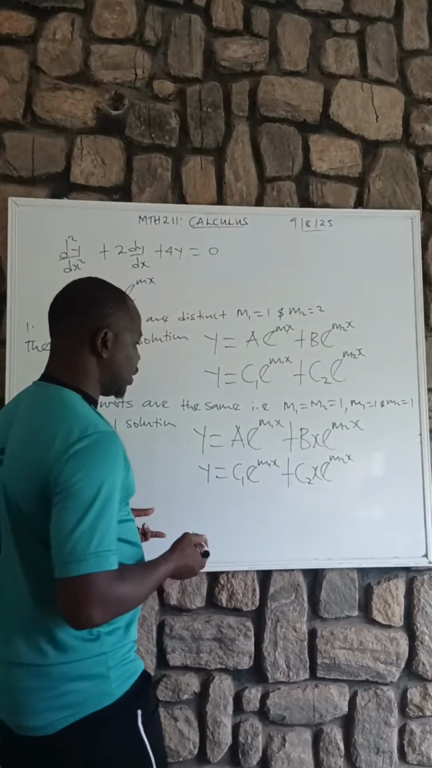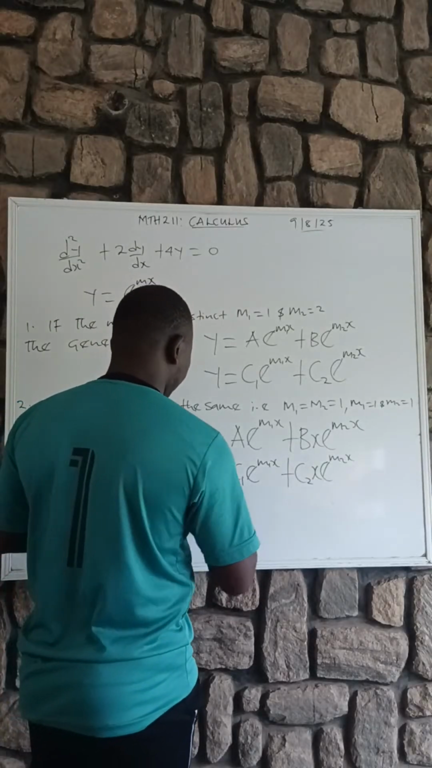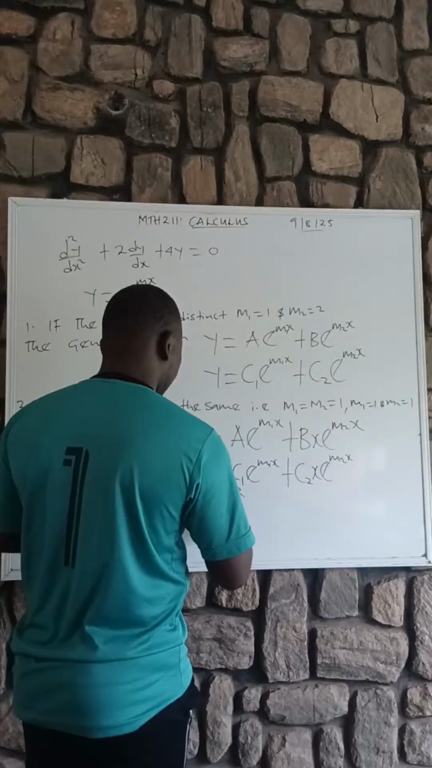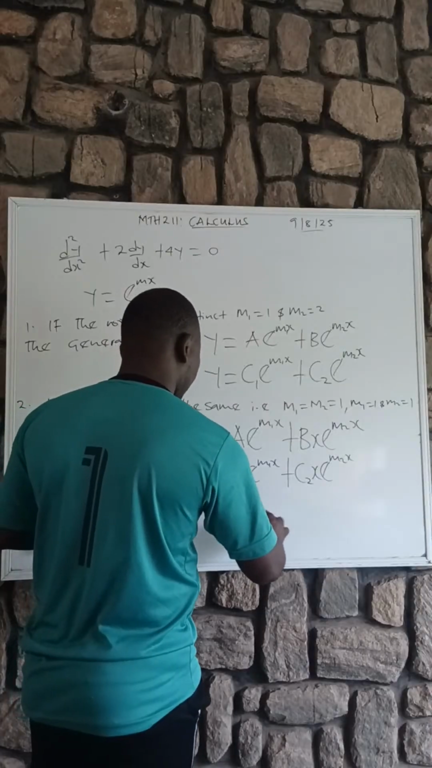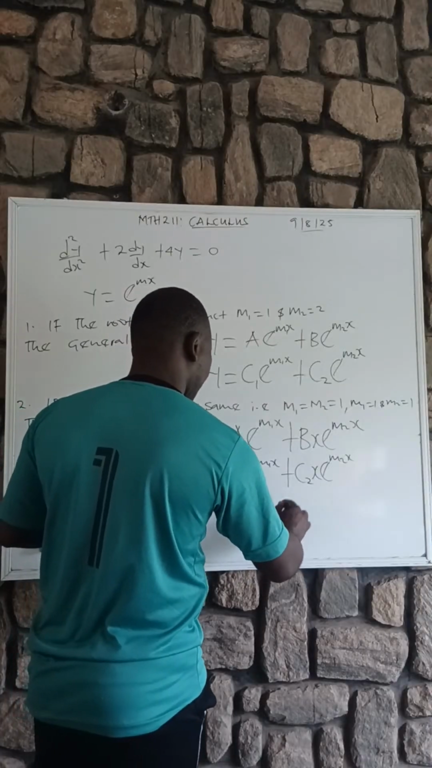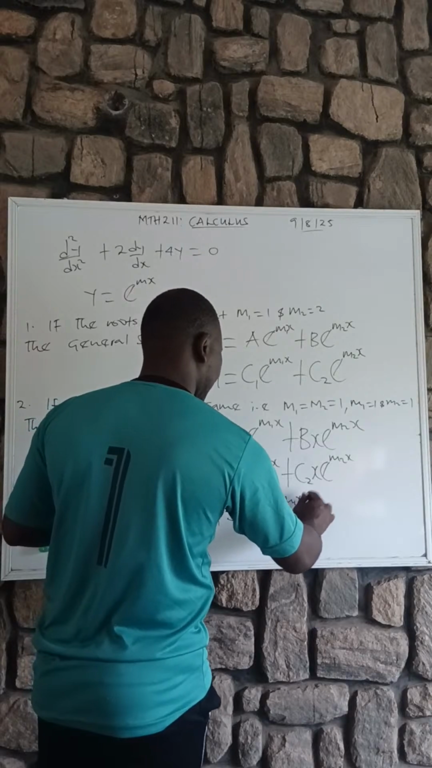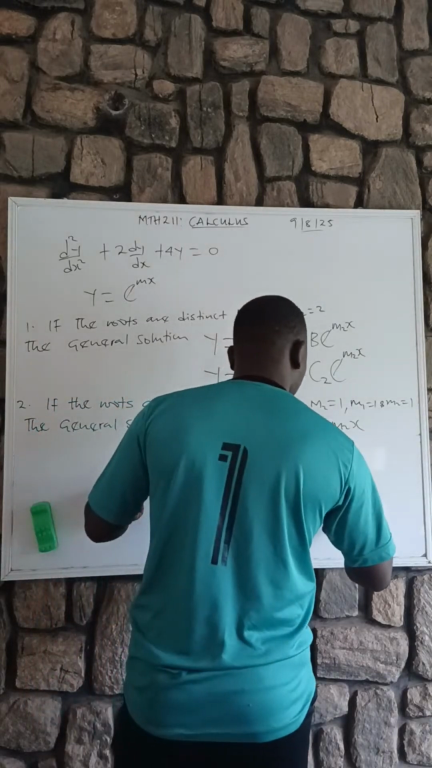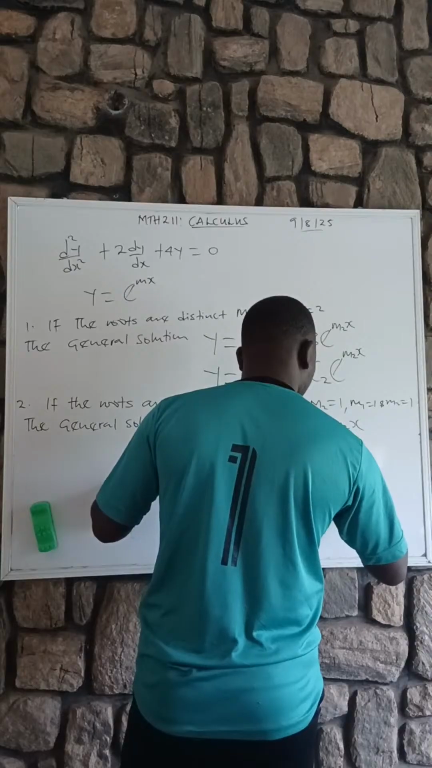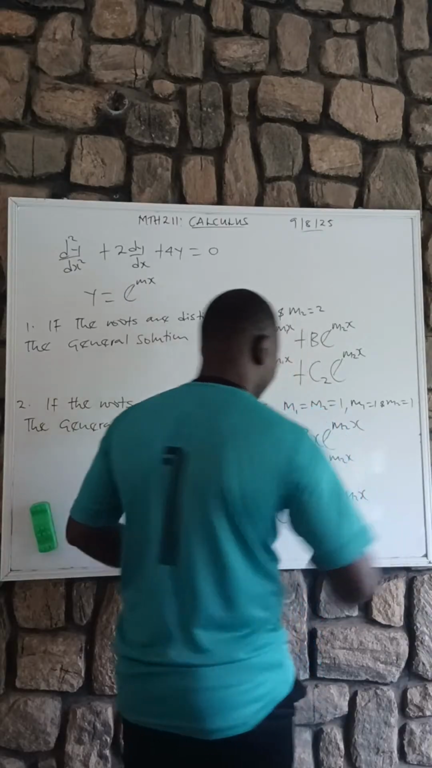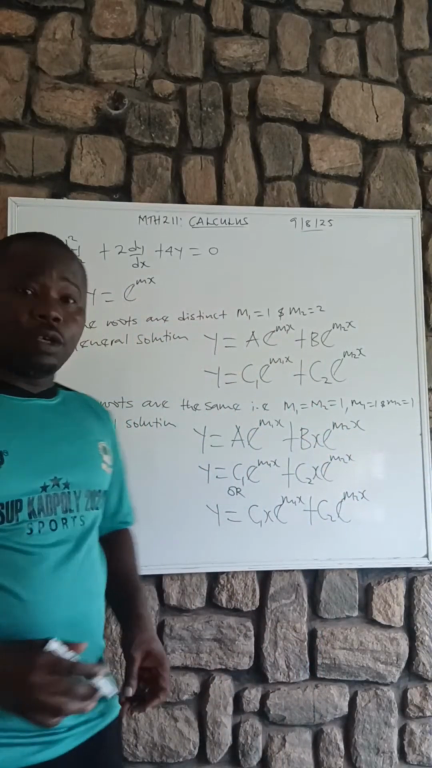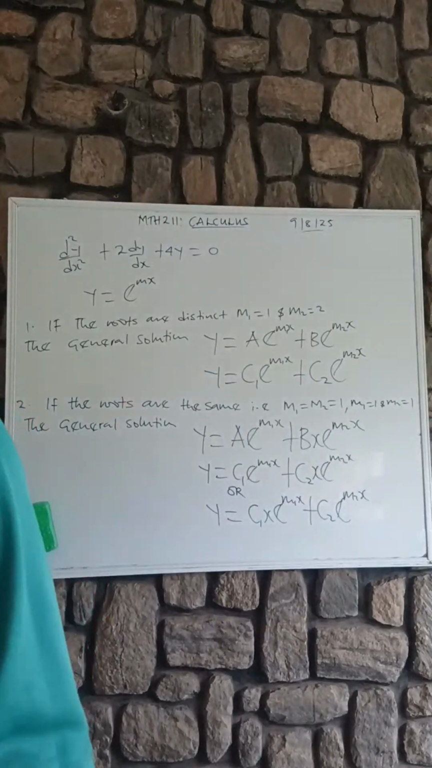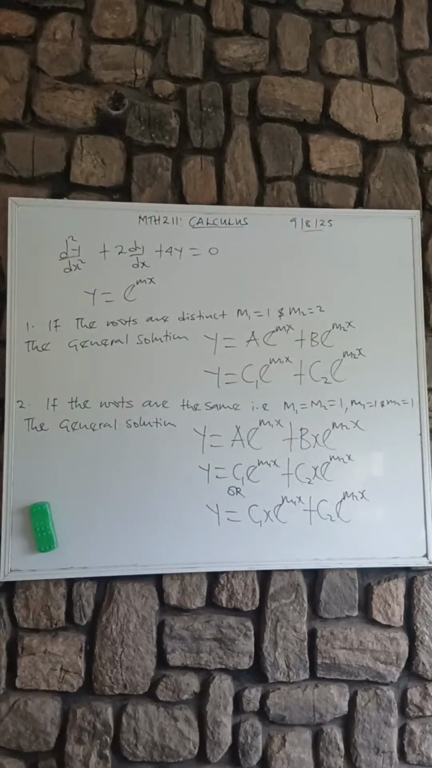So sometimes you may see it in this form, or this is the same thing as y equals c1 x e^(m1x), the general solution, plus e^(m2x). Take note. So it's the same thing, it's just the same meaning. Is that clear? Take note.